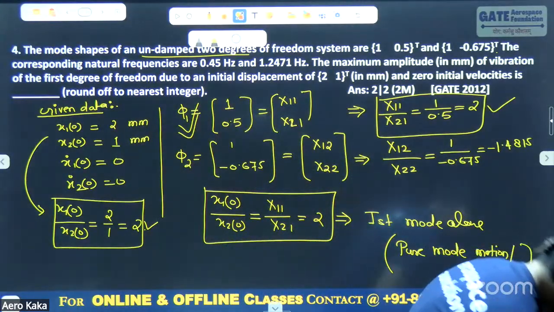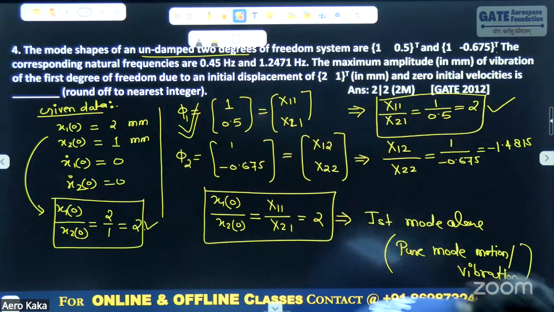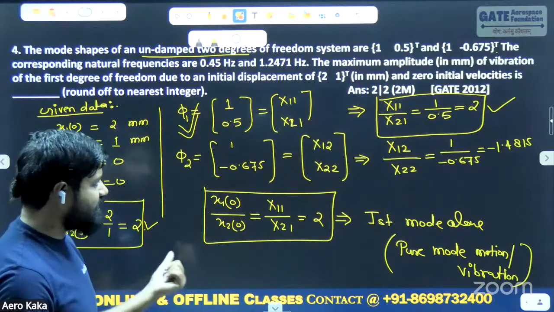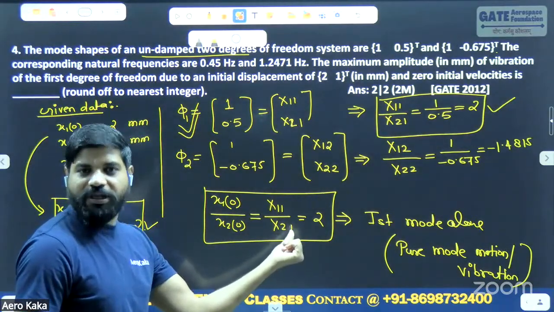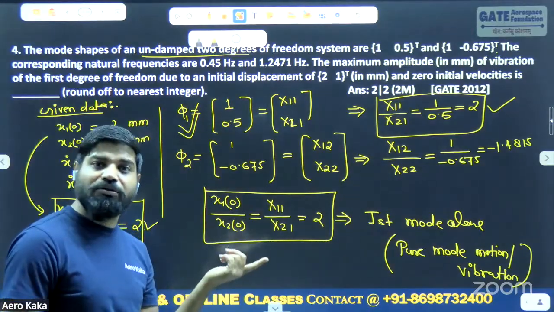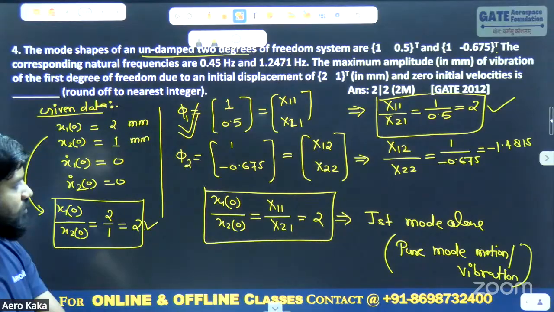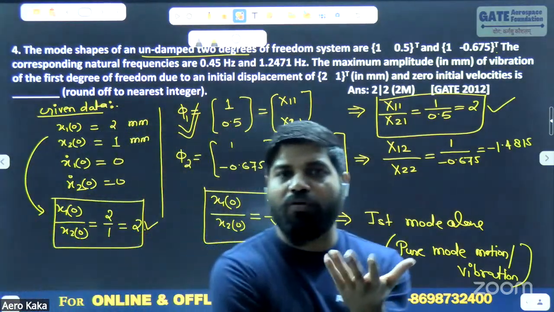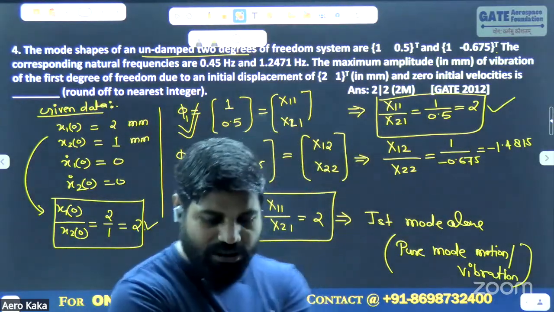Yes, take care of this. Now, whenever we are having the pure mode motion, please take care. What is going to be 0? X22 is going to be 0. No, X12 is going to be 0. Not X12 means the contribution which is coming from the second natural frequency, or you can say second mode, is going to be 0. That's a condition.